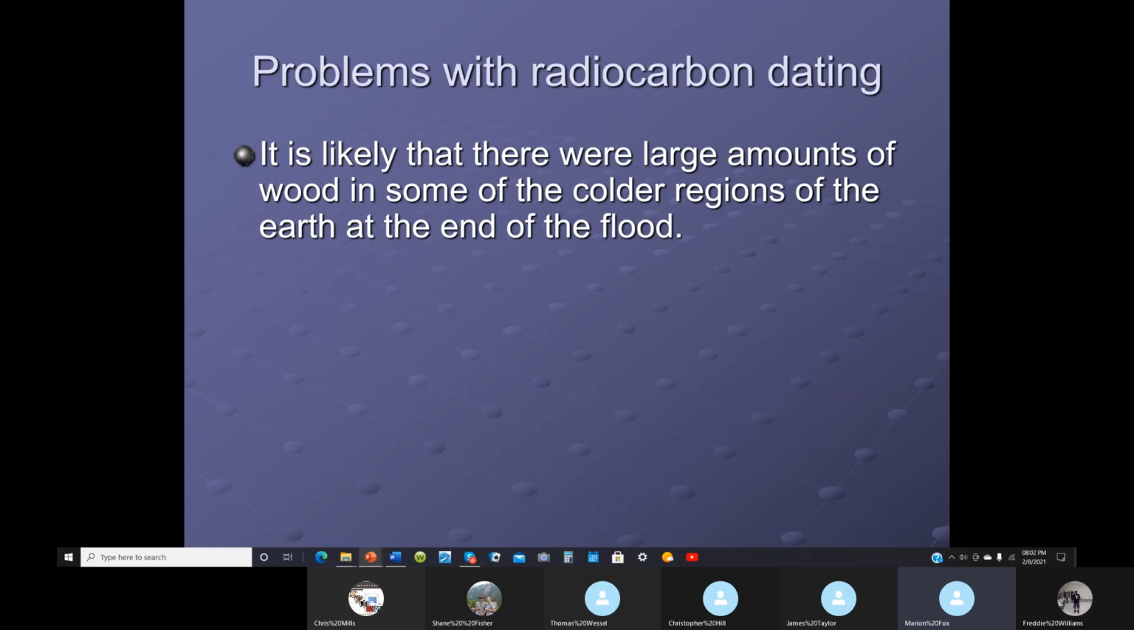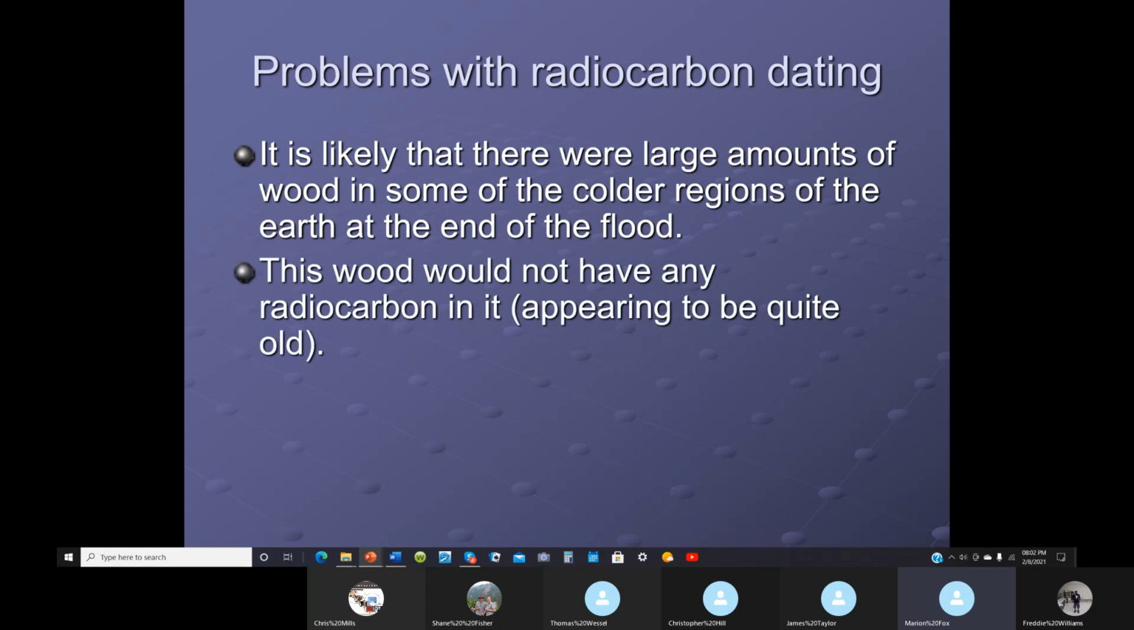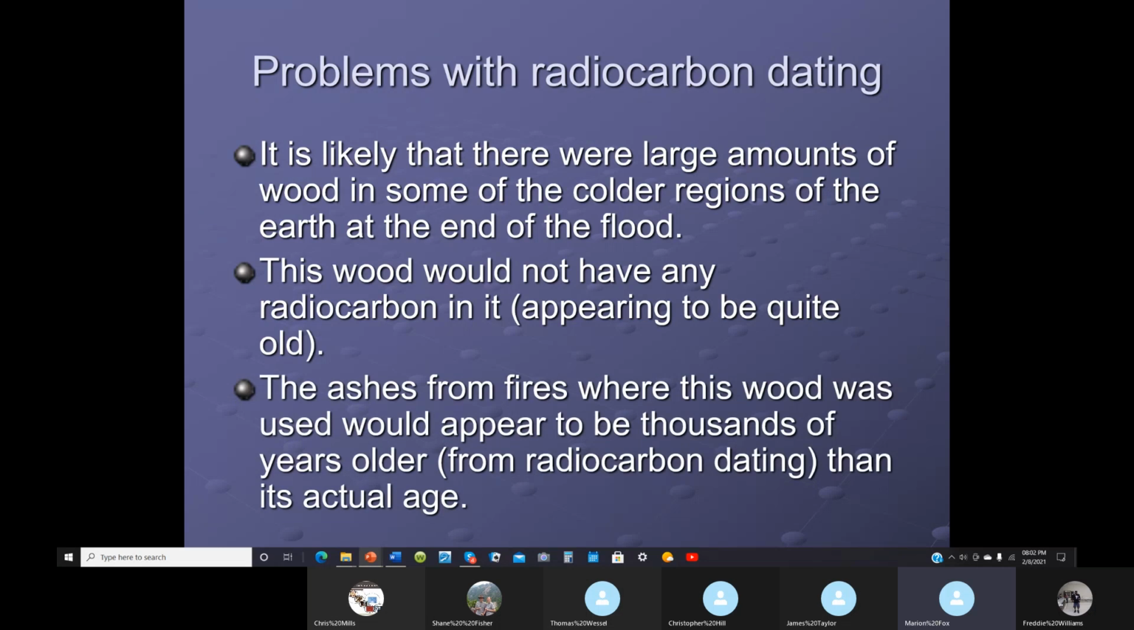It's likely that there were large amounts of wood in some of the colder climate regions of the Earth at the end of the flood. Now, if there was no radiocarbon in that wood, then it certainly would not have any radiocarbon and would appear to be quite old. And if our model of the flood is correct, there wouldn't be any in it, or almost none, and it would appear very, very old from the radiocarbon dating. Ashes from fires where the wood was used would appear to be thousands of years older for radiocarbon dating than its actual age. Okay.